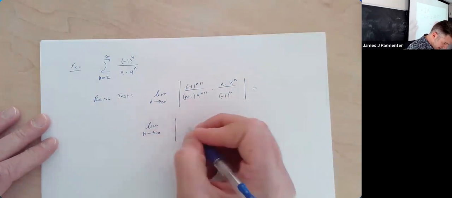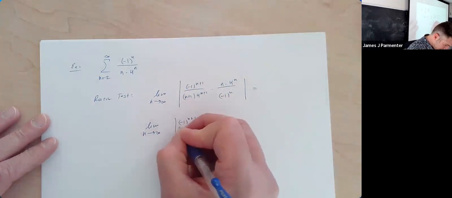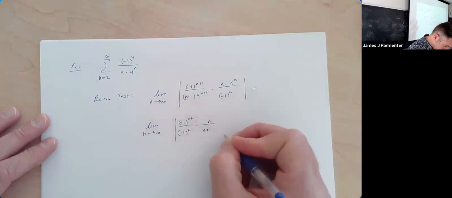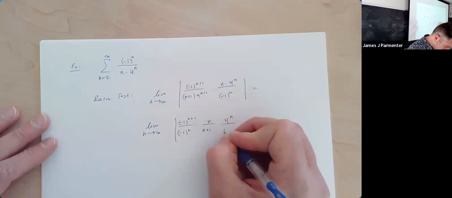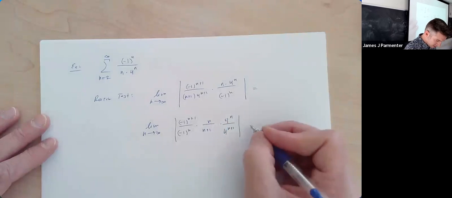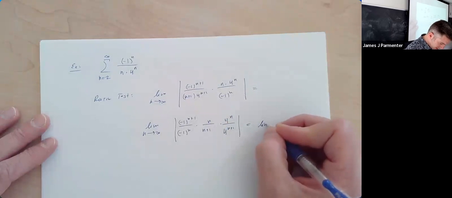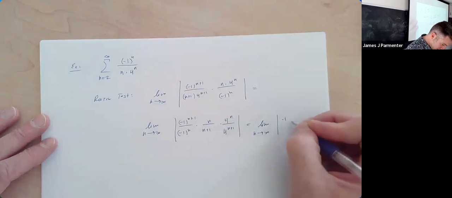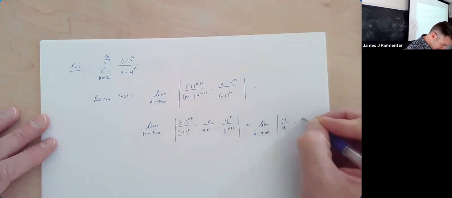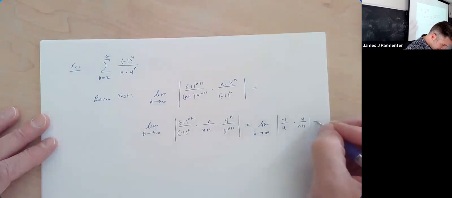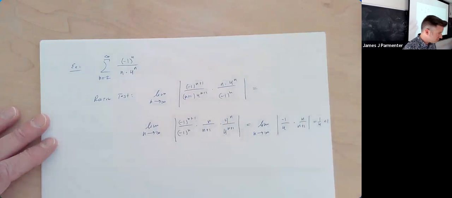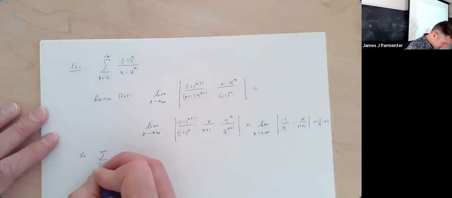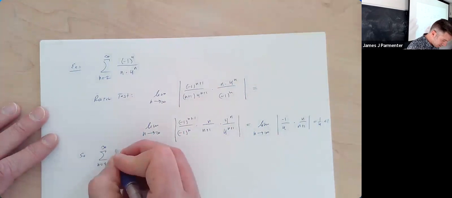We get negative 1 to the n plus 1 over negative 1 to the n, and n over n plus 1, and a 4 to the n over 4 to the n plus 1. So we're going to get the limit as n goes to infinity of negative 1 over 4 times n over n plus 1. And that limit is going to be 1/4, less than 1. So this thing converges absolutely. The ratio test does give absolute convergence.